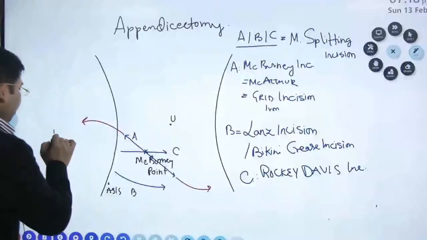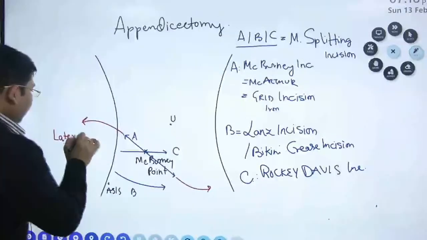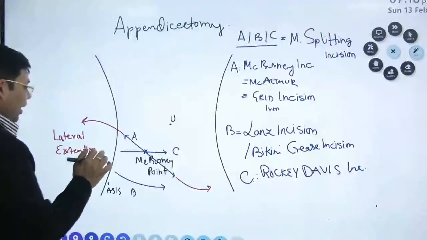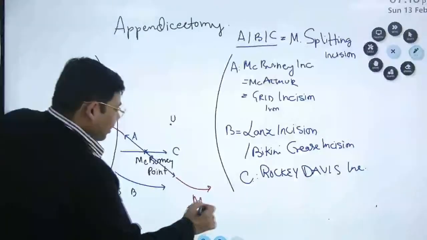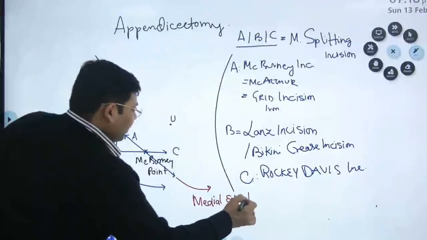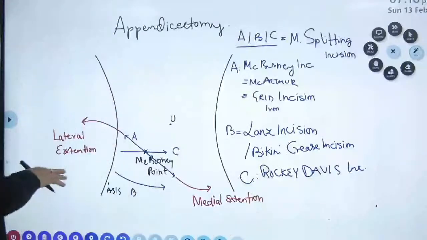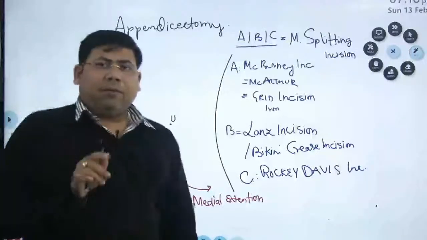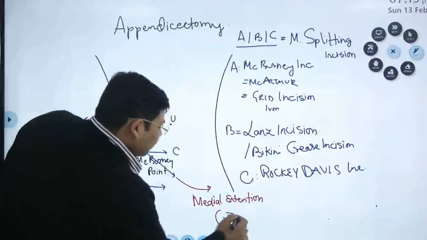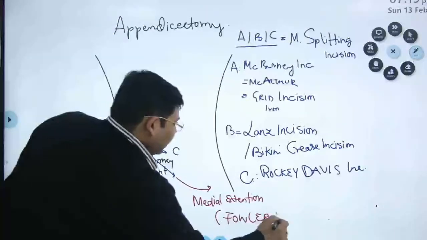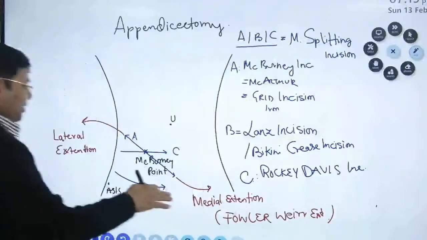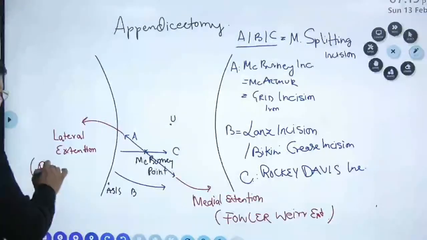So if you see, this is known as lateral extension. Students, lateral extension of any incision can be done, and similarly the medial extension of any incision can be done. So we can have medial extension, we can have lateral extension. Remember, if you do medial extension, this is known as Fowler-Weir extension, and this is what is known as Rutherford-Morrison.